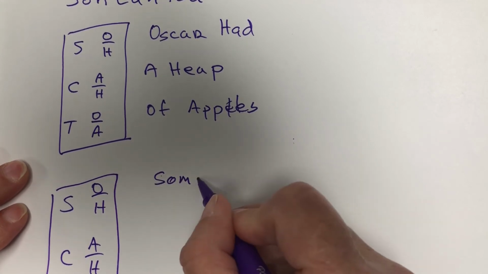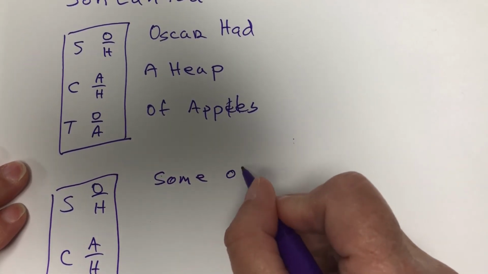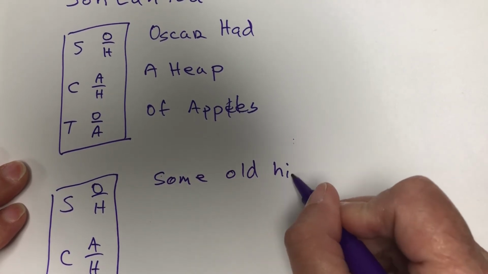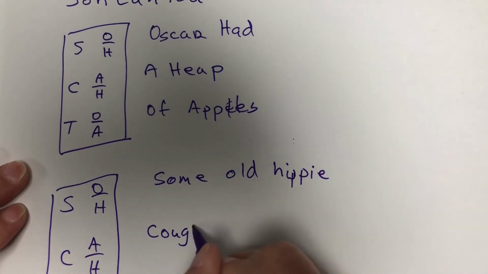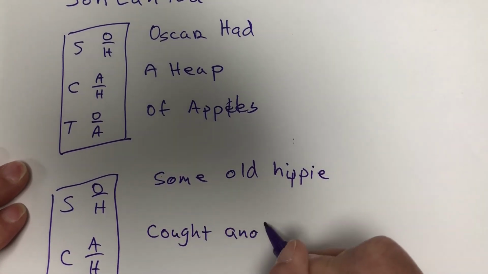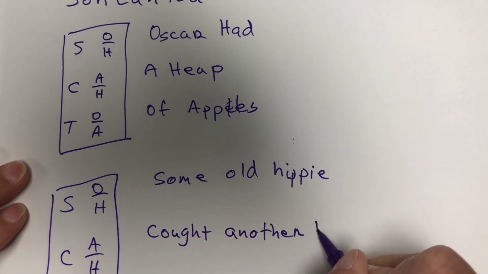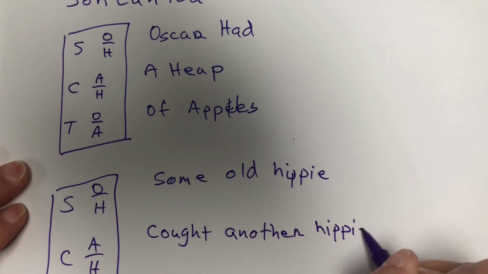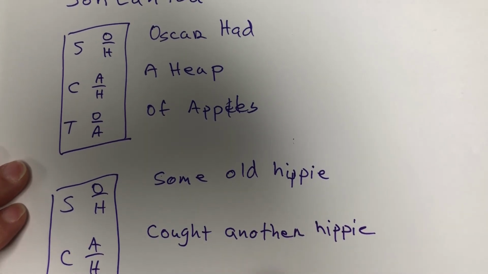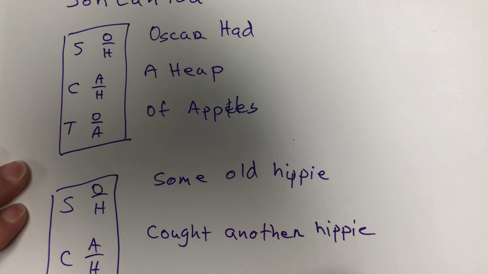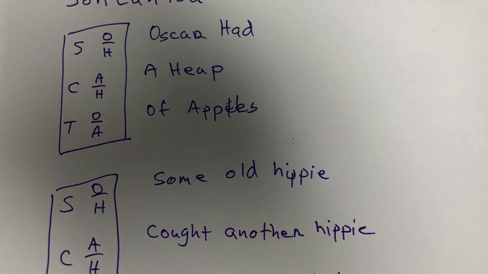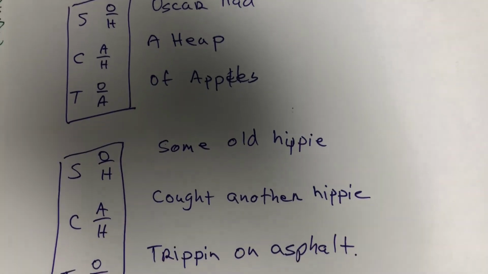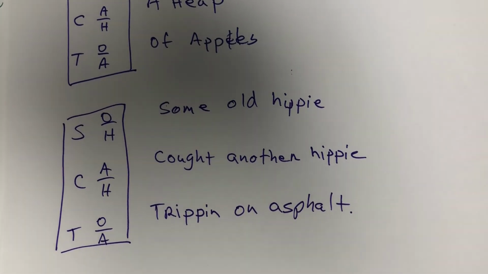Some old hippie caught another hippie tripping on asphalt. Okay? Guess you can't see that whole table. So that's 3 ways to remember that table.